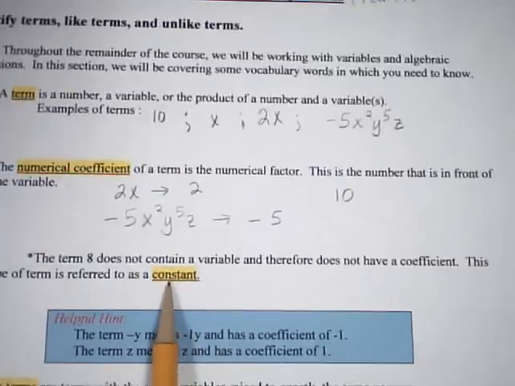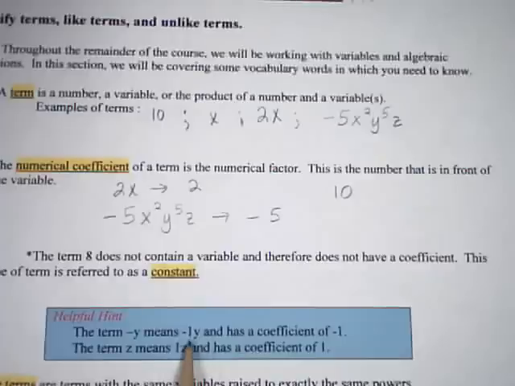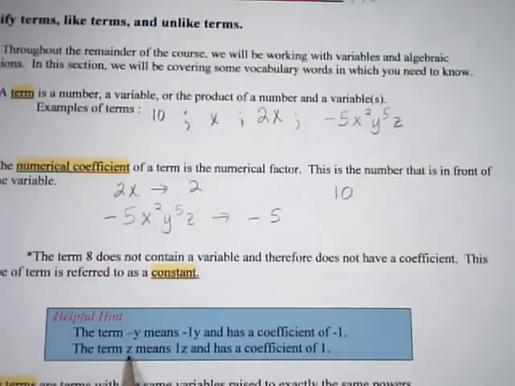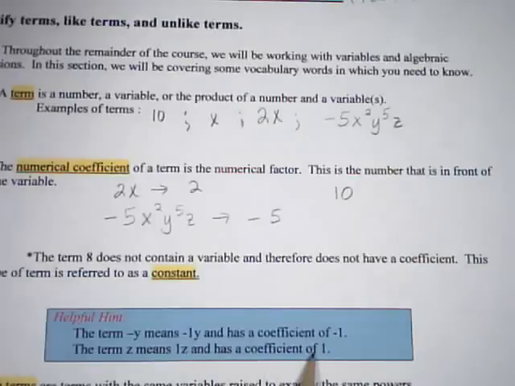Something else that's real important to remember is if we have the term -y, this actually means -1y, and so the coefficient is -1. So if I have a variable by itself like z, this actually means 1z. There's an understood 1 in front of that variable, and so the coefficient of it is 1.